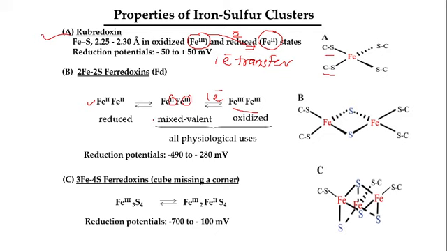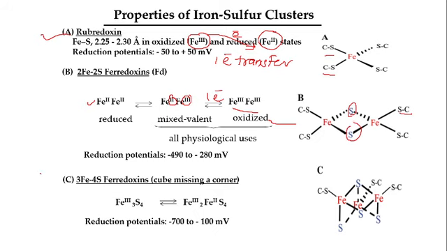In the reduced form, both of the Fe are in the 2 plus oxidation state. In the mixed valent form, one Fe is plus 2 and the other Fe is plus 3. In the oxidized form, both of Fe have the plus 3 oxidation state. This is a simple structure of the 2Fe2S. Here the blue color sulfur is the inorganic sulfur and the black color sulfur is the cysteine sulfur.